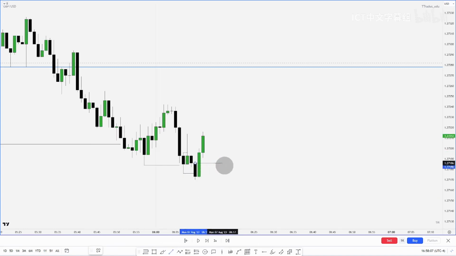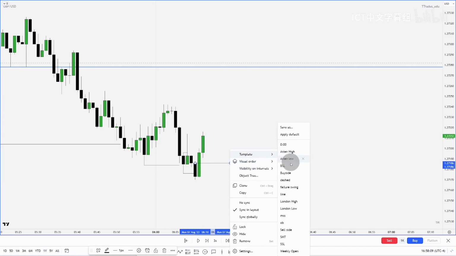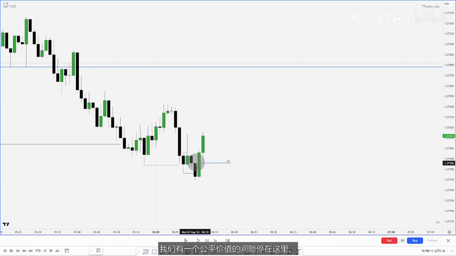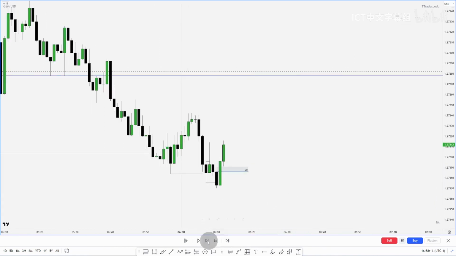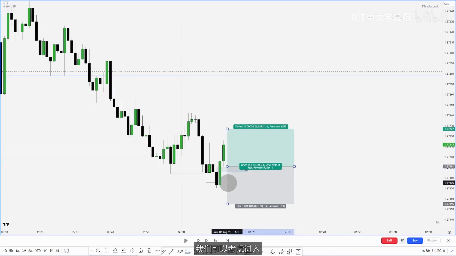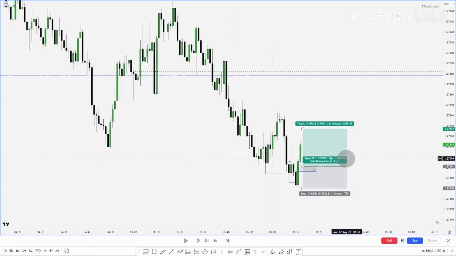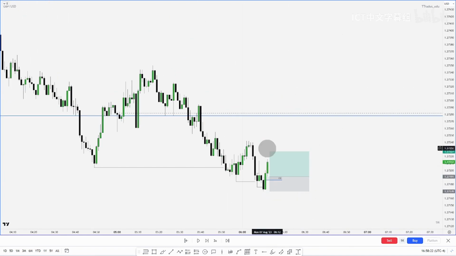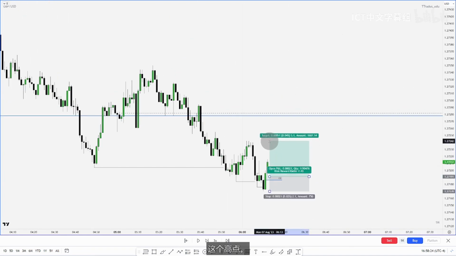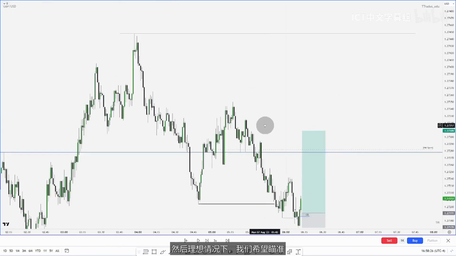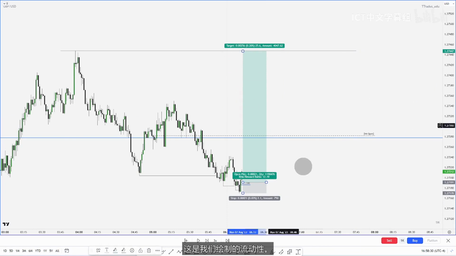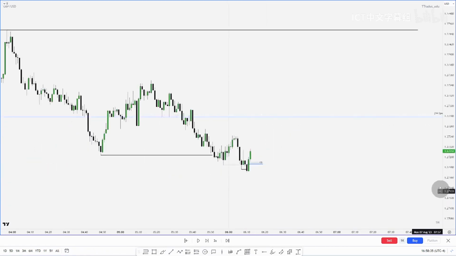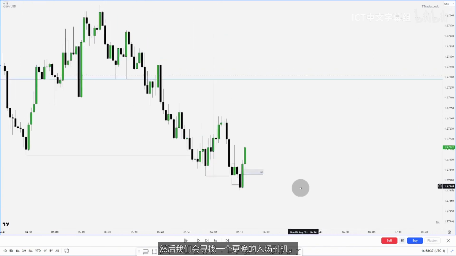So what is this? This is our order block, and we have a fair value gap resting right here. So if we wanted to take a low risk buy, we could look to enter right here, and we could partial on this high right here, and then ideally we'd want to be targeting our previous 4-hour high, right? This is our drawn liquidity. But let's see if price reacts here, and then we will look for a later entry.